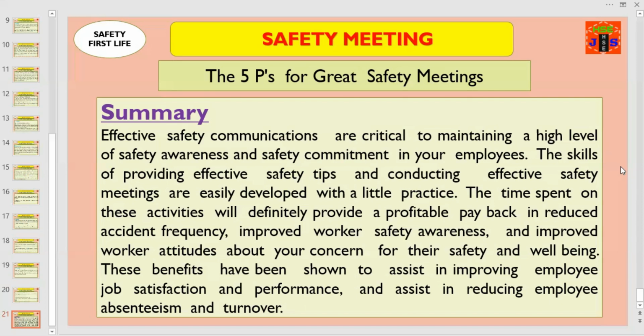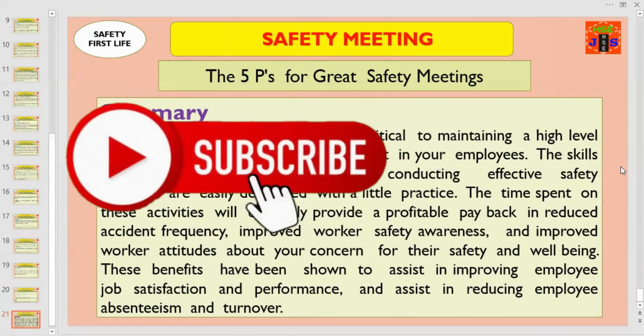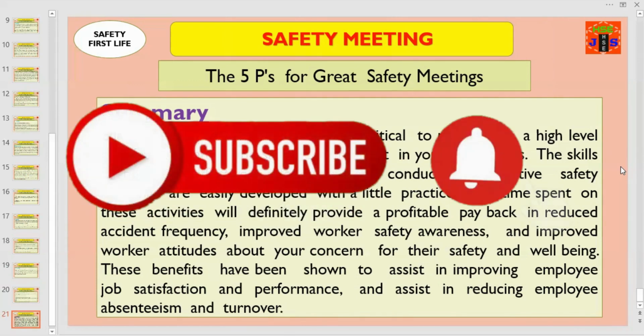Remember, a safety meeting is not a routine matter, it is not a waste of time. It has a specific and definite purpose, but it is possible only when you make the safety meeting effective and meaningful. And that's all for now. Training session, safety meeting, part 2, the concept of 5P's is over.